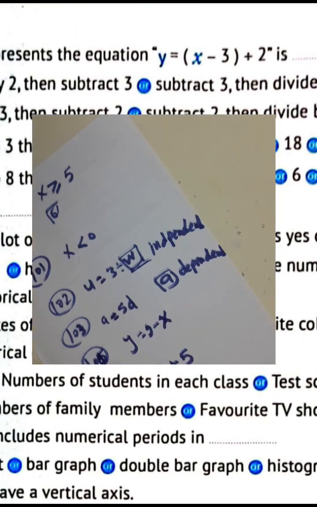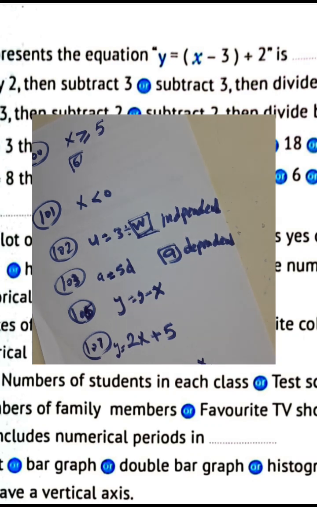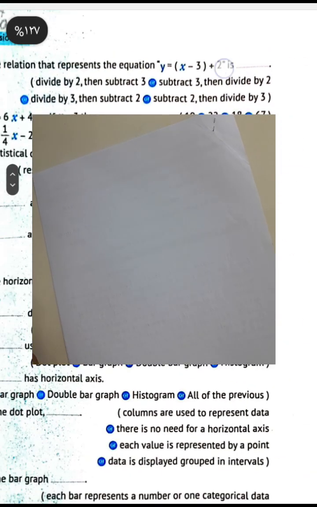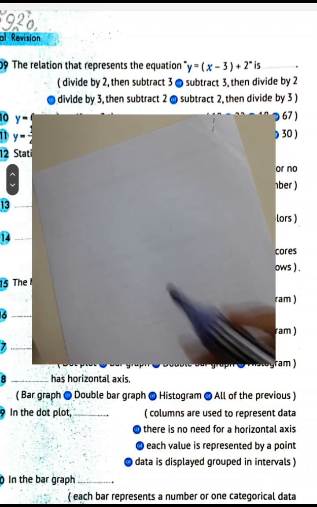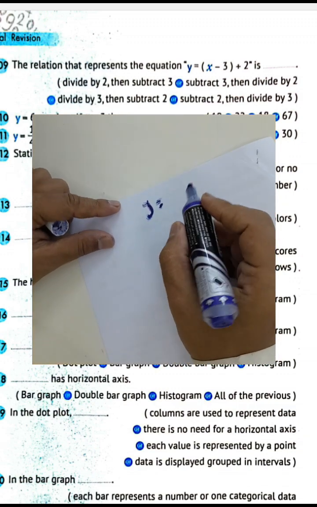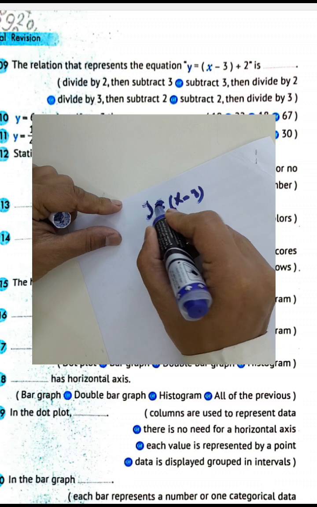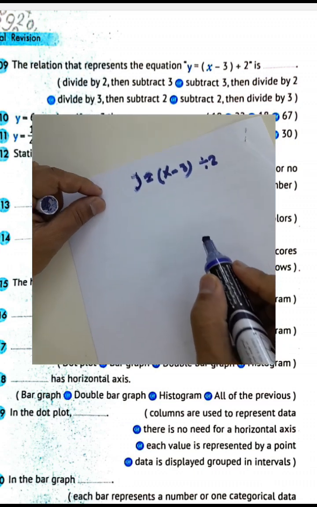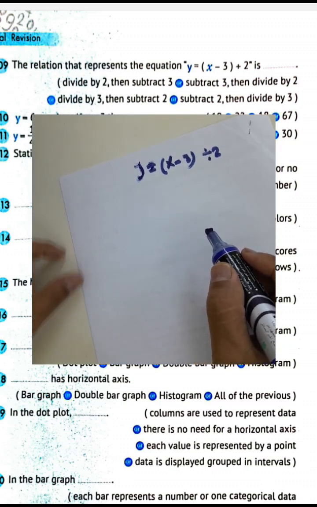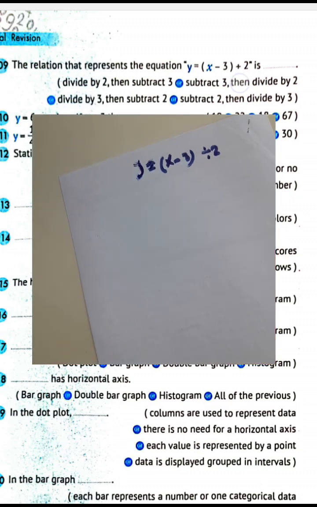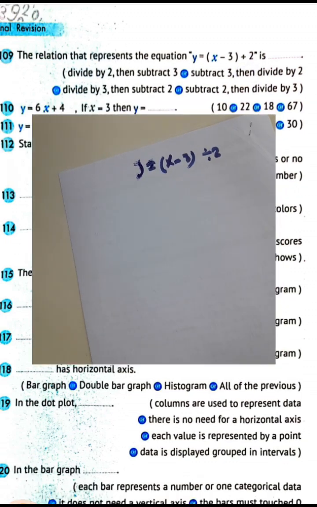Okay, first step here, the first operation will be the parentheses, right: subtract, and then division. Subtract 3 and then divide by 2, okay? We have this relation: y equals x minus 3, divided by 2. Subtract 3 then divide by 2. Choose the first solution here.